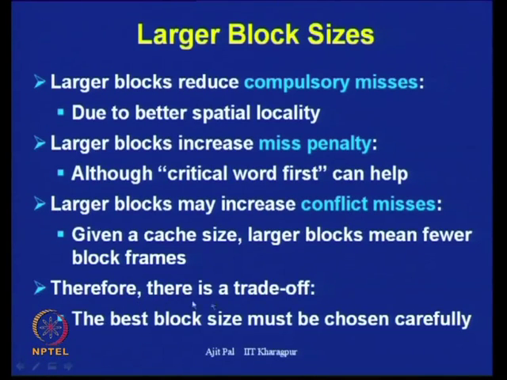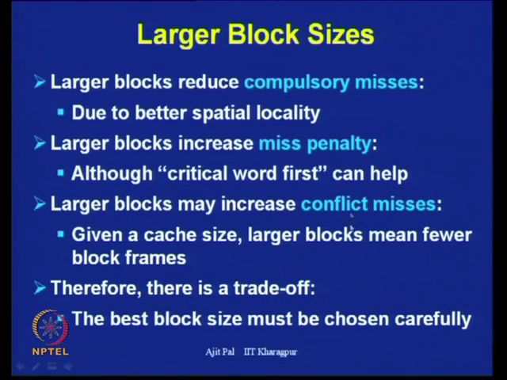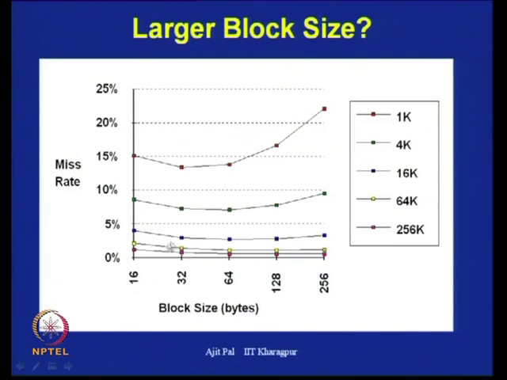So, therefore, there is a trade-off. The best block size must be chosen carefully. Since you can see there are conflicting outcomes, that means it reduces compulsory misses, increases miss penalty, and also increases conflict misses, you have to very judiciously choose the size of the block. As it is evident from the diagram, as you increase the block size, miss rate initially decreases, but ultimately after reaching a minimum value, it again increases.